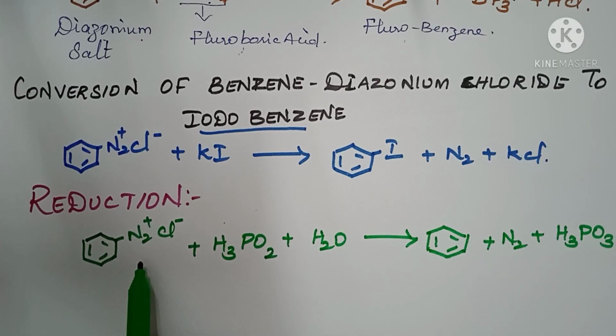See, benzene diazonium chloride is combined with a reducing agent. It is a mild reducing agent like hypophosphorus acid, H3PO2. Okay, what is this called?